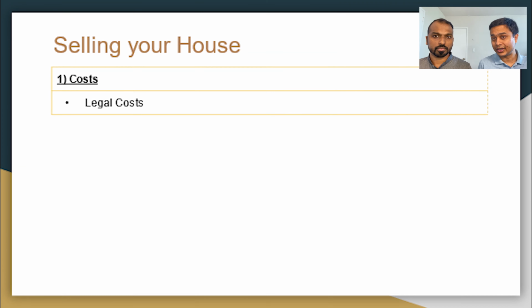The first one that comes to my mind is the legal costs. So the legal cost is important. This is also going to include something known as a statement of adjustment, which gets into play every single time that you're selling a house.